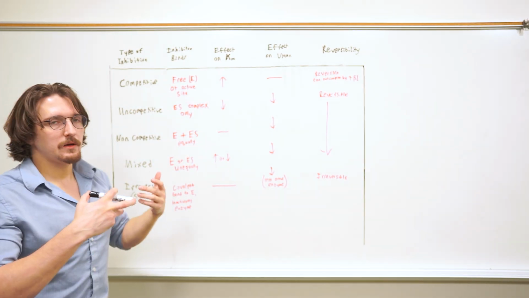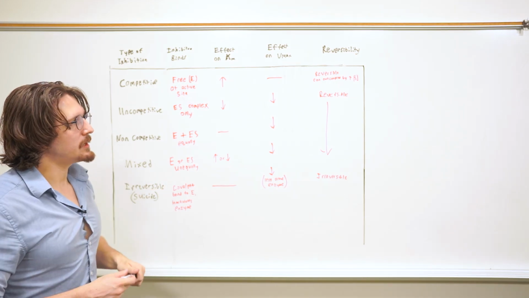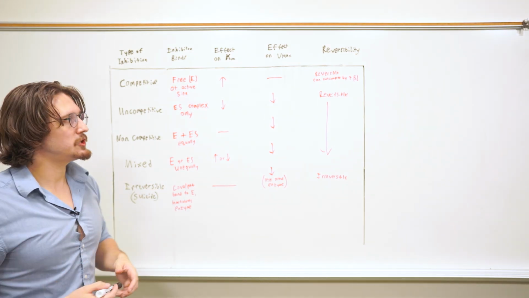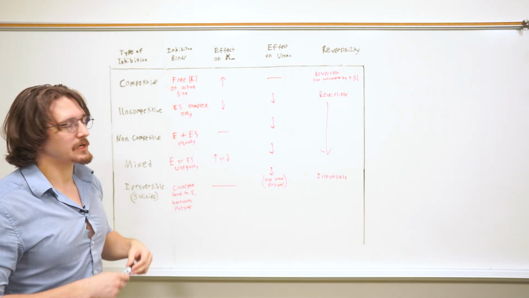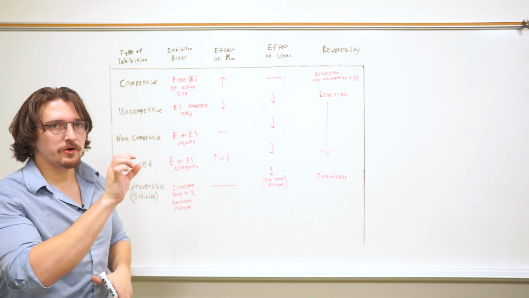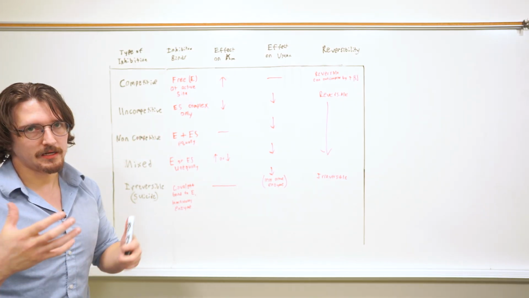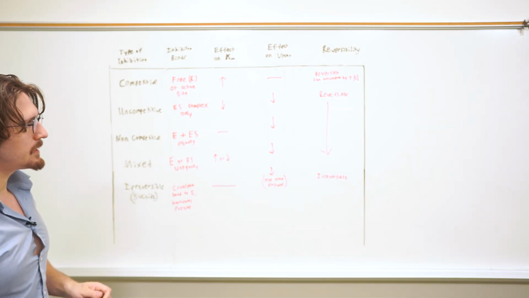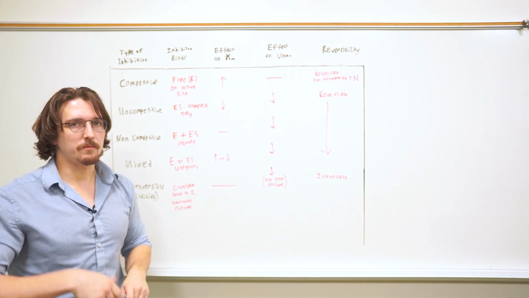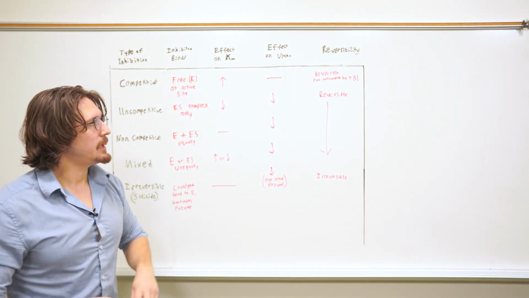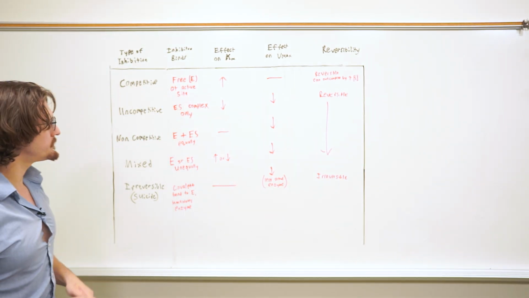However, it isn't competing with the substrate, so increasing substrate concentration won't change anything, okay? But it's still reversible because the inhibitor can actually detach itself because it's through non-covalent interactions, okay? But the only one that can be outcompeted by increasing substrate concentration is the competitive inhibitor, okay?